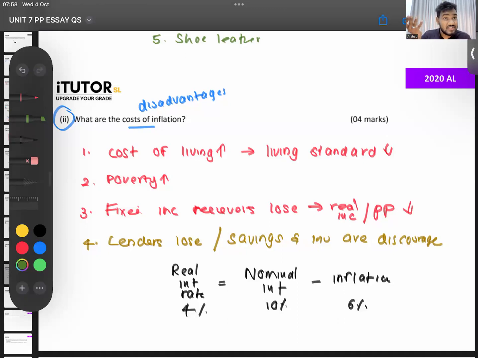Because of inflation, consumers will have to choose where to invest their money. They will have to see where the prices of goods are low to buy those goods, and therefore they'll have to walk around and do all of that. So there is a shoe leather cost.